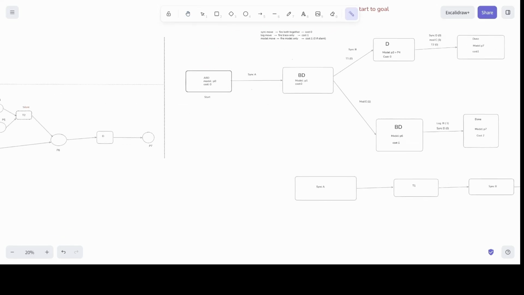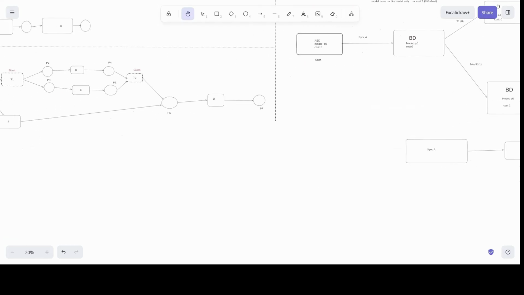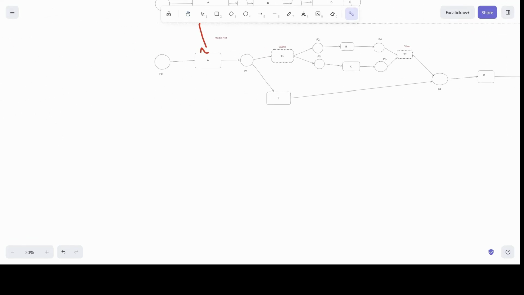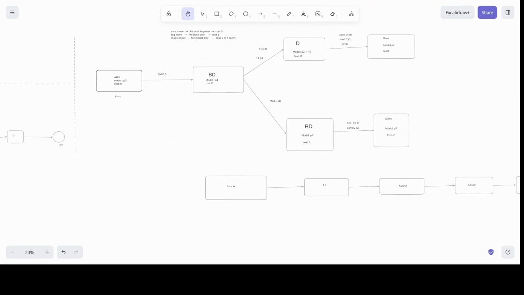First move is sync A. Why sync A? We have ABD, as you can see. We're gonna consume the A. We're still gonna have the BD, of course. And here, we're gonna fire the transition A, and we're gonna have a token here. The token from here is consumed, and we're gonna have a token here. No problem here, cost is 0.